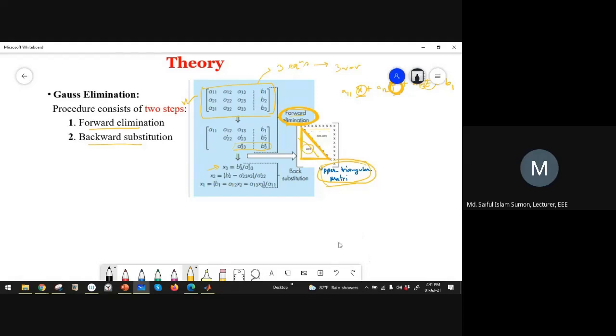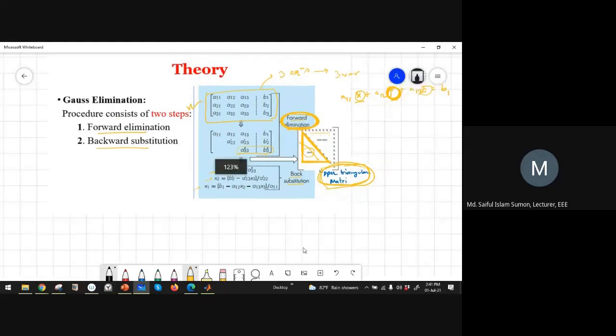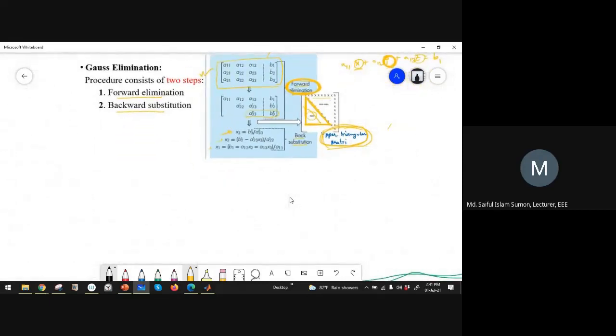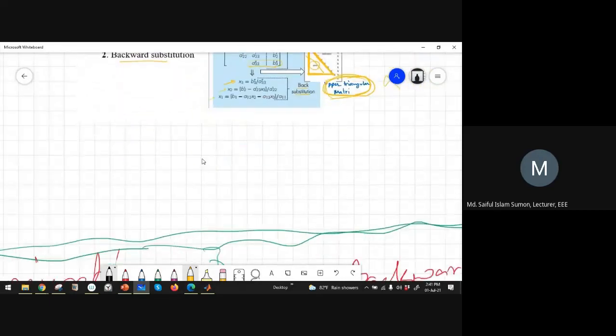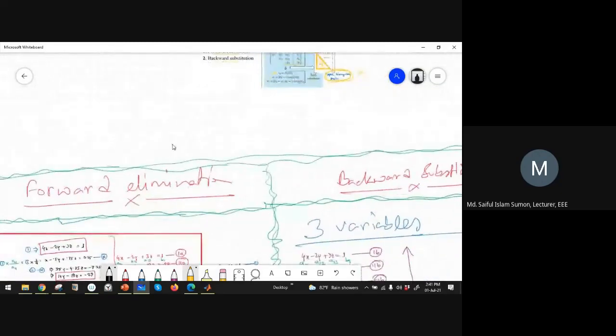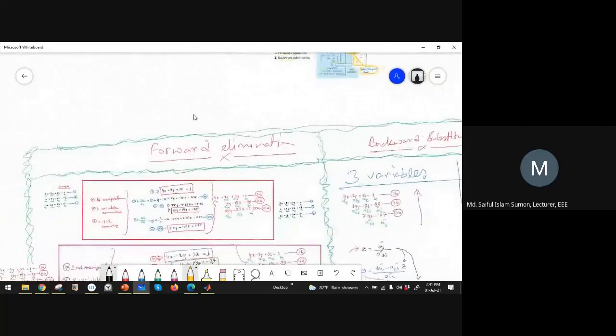After this, whenever I have got my upper triangular matrix, from there I can use back substitution to get the values of each and every variable. Just one example will make all these things clear. So forget all these things. I'm going to show directly one example, and I have written all these things previously because if I write everything in the class, it takes much time.